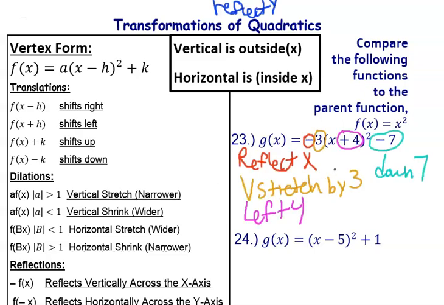Alright, here are the 4 transformations you should have stated. This negative sign in the front makes it reflect across the x-axis. This 3 is bigger than 1 and it's on the outside, so it's a vertical stretch by 3. The plus 4 on the inside of the parentheses makes it go left 4. And then the minus 7 at the end on the outside is down 7.